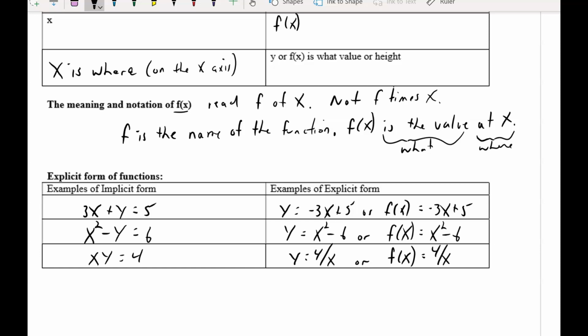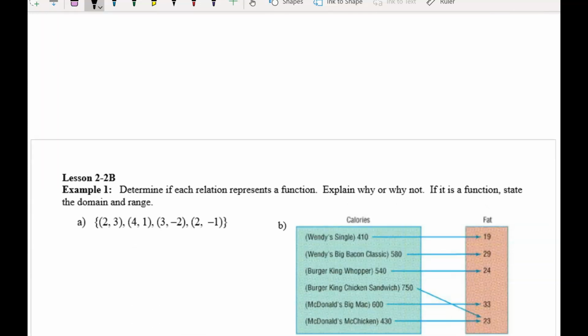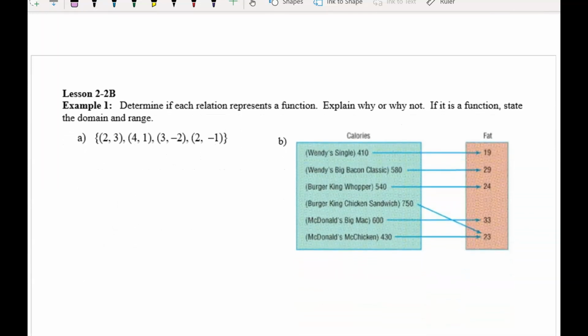Okay, so I just wrote down a couple more examples so you could see the difference between implicit over on the left and explicit over on the right, always solved for y, which we can of course write as f of x. Okay, so let's look at some of the goal here, which is to determine if a relation is a function.